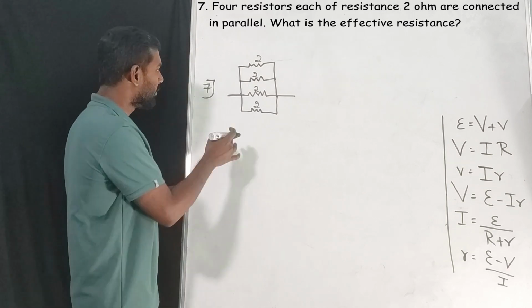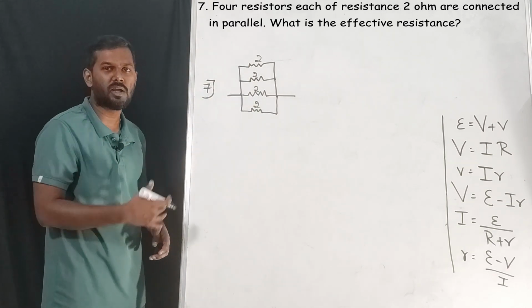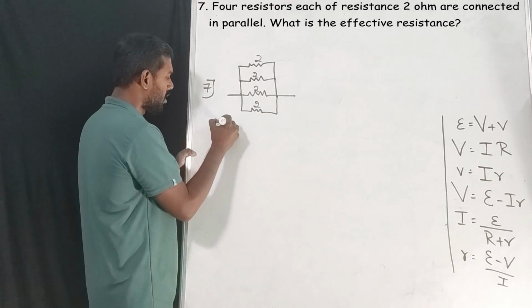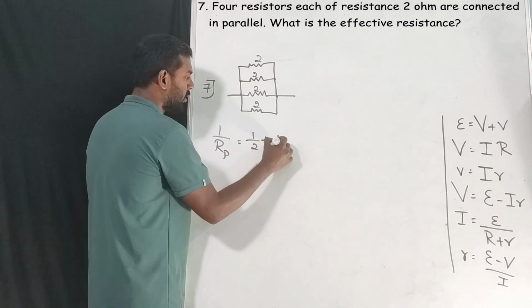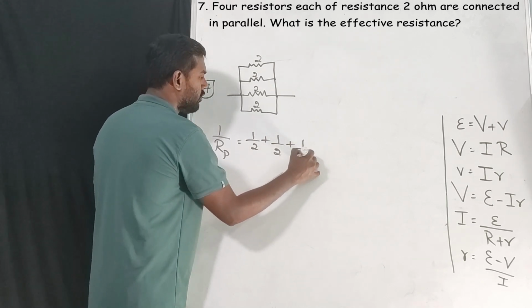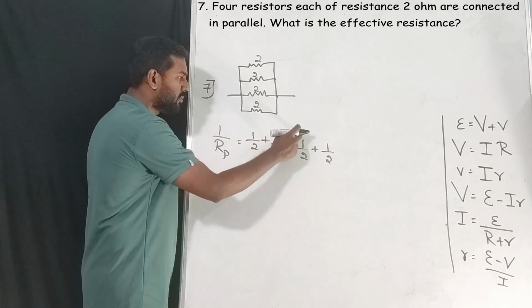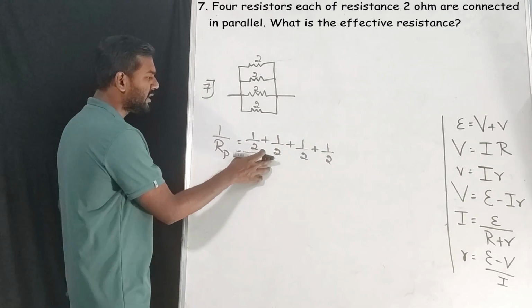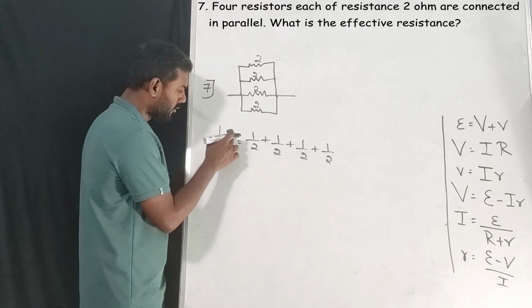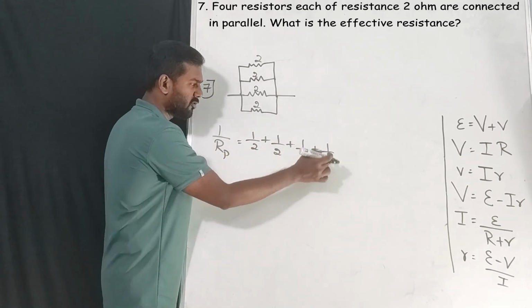Now we have to find, see, for 4 resistances we don't have a different formula. We have to go for the textbook method only. So 1 by Rp is equal to 1 by 2 plus 1 by 2 plus 1 by 2 plus 1 by 2. So the formula will be 1 by R1 plus 1 by R2 plus 1 by R3 plus 1 by R4. You can write it in the exam, but don't write directly like this. So the first thing is 1 by Rp is equal to 1 by R1 plus 1 by R2 plus 1 by R3 plus 1 by R4.